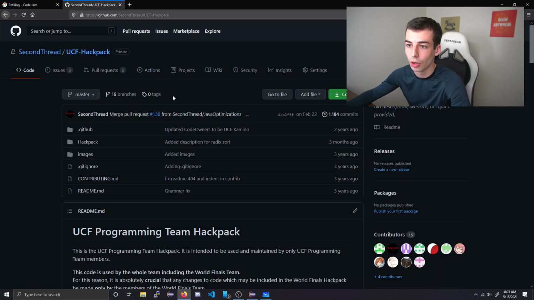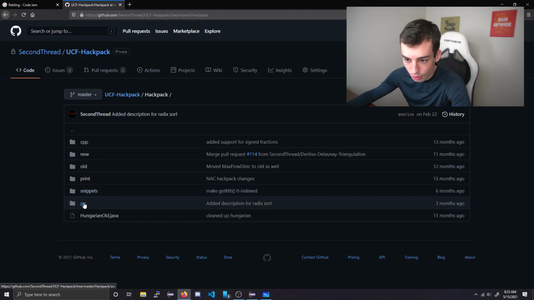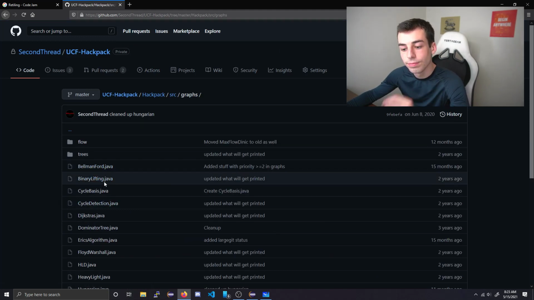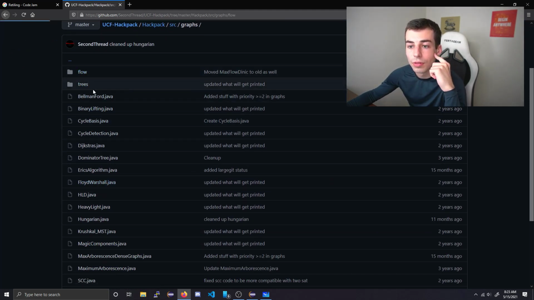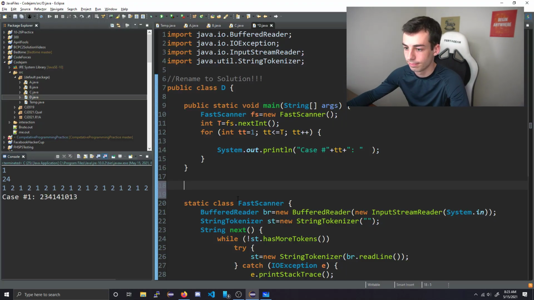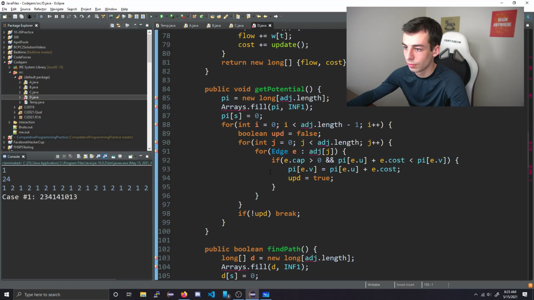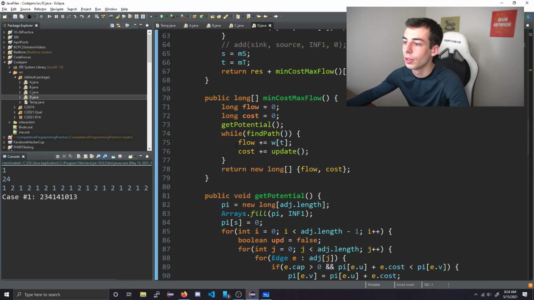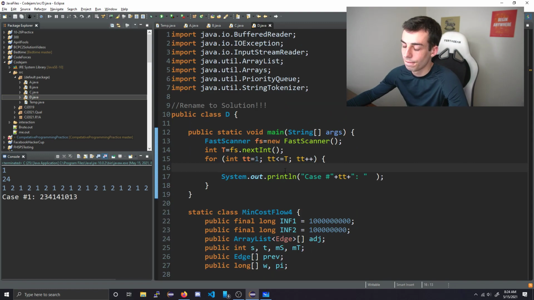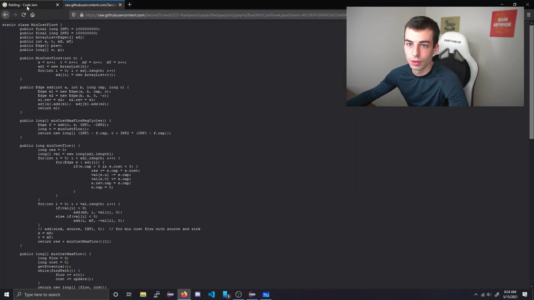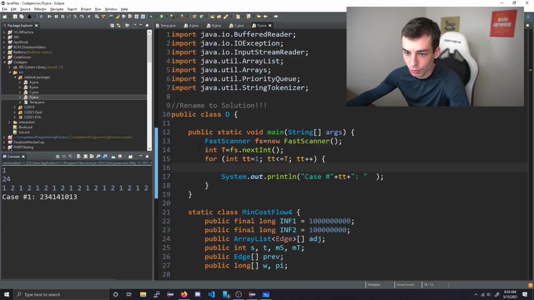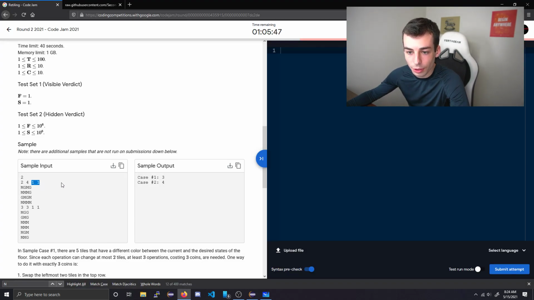Let's get our min cost max flow here. Source, graphs, flow, min cost max flow 4. All right, yeah. We have height, width, then cost 1, cost 2.